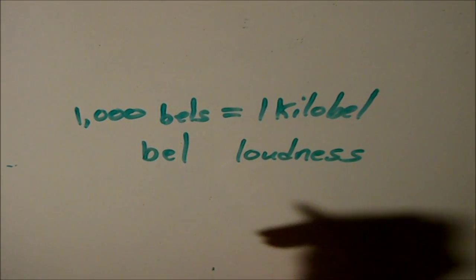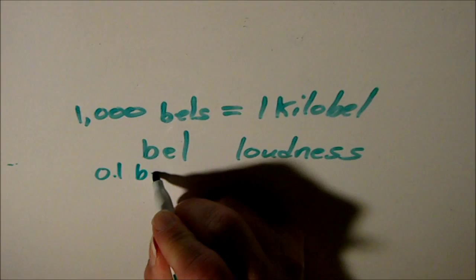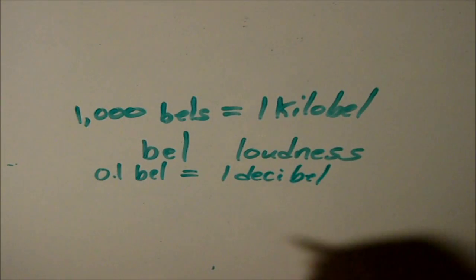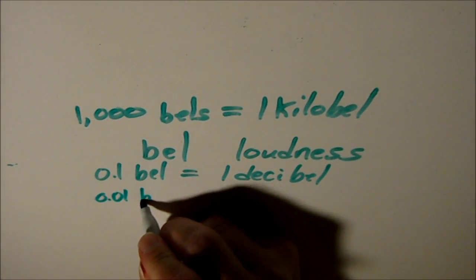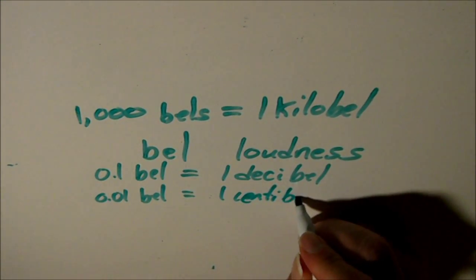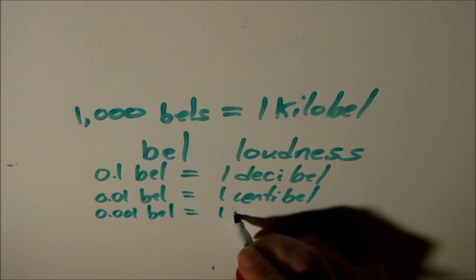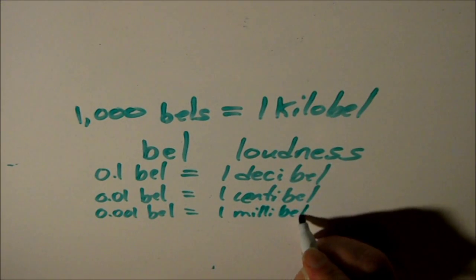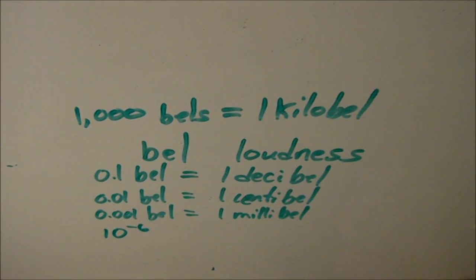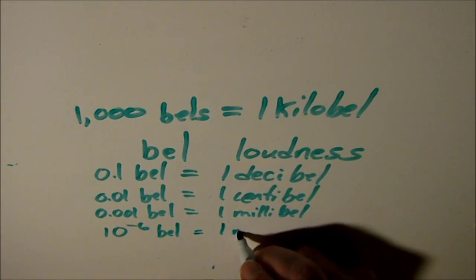All right. So let's go to the measurements that are smaller than 1 bell. 1/10 of a bell is 1 decibel. Okay? 100th of a bell is 1 centibel. 1/1000th of a bell is 1 millibell. Okay? And then we're going to just write 10 to the minus 6. That's just what we did with the millionth of a bell, is 1 microbell.